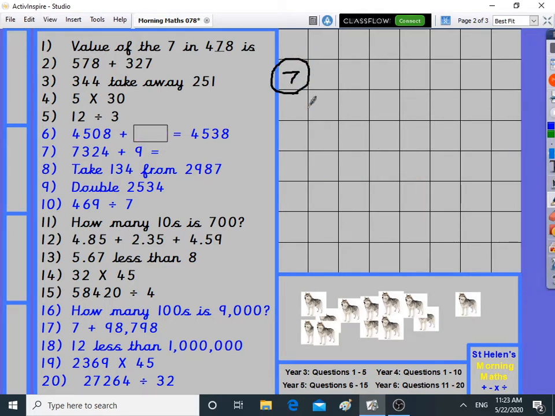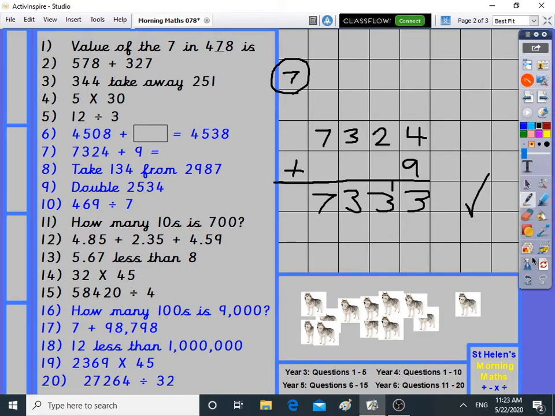Is this a big plus or a little plus? The first number's big, the second number's very small. They usually pop a question like this in the year 6 SATs, believe it or not. Quite a big number plus a small number. 4 plus 9 is 13. 2 plus 1 is 3. Just a 3, just a 7. 7,324 plus 9 is 7,333. When I do that in my head, I'm getting the same answer, which makes me happy that it is correct. 7,333. Question 8.